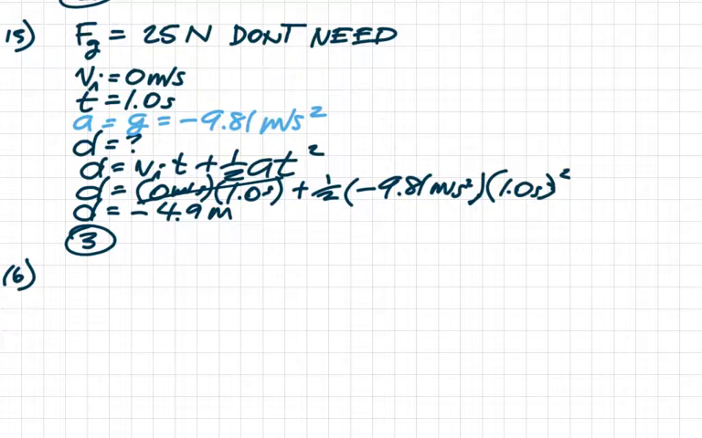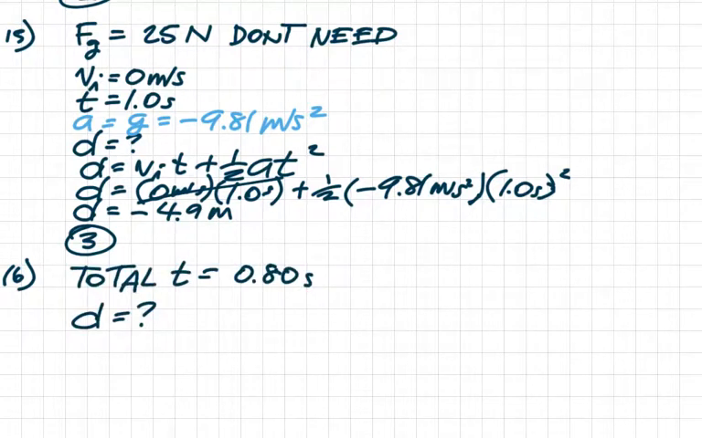16 is an interesting question. It talks about somebody jumping straight up into the air, but we're actually going to have to treat this as the basketball player falling from her greatest height. Because the time she was in the air was a total of 0.8 seconds, and we want to know how high she jumped into the air, and that's really all that they tell us. So let's think about how we can look at this problem.